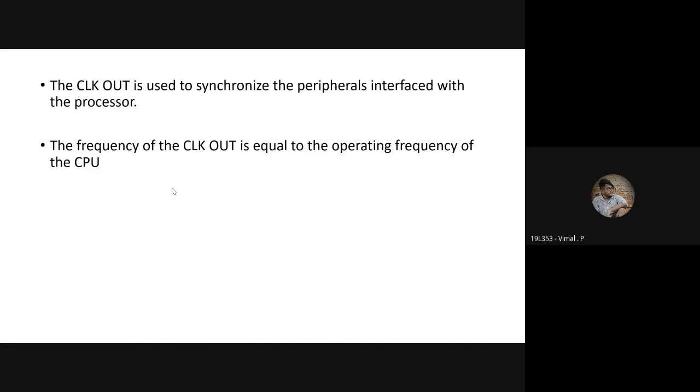The frequency of clock out is equal to the operating frequency of the CPU, because when the clock out is performing some task, it should match the operating frequency of the CPU, or the entire task will collapse. Like if some is lagging and some is going faster, the total task will be slowed.